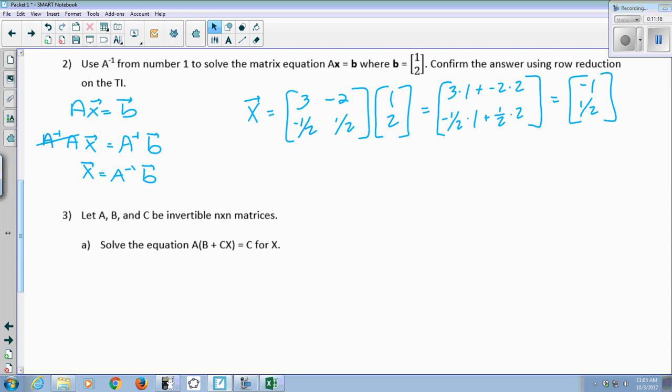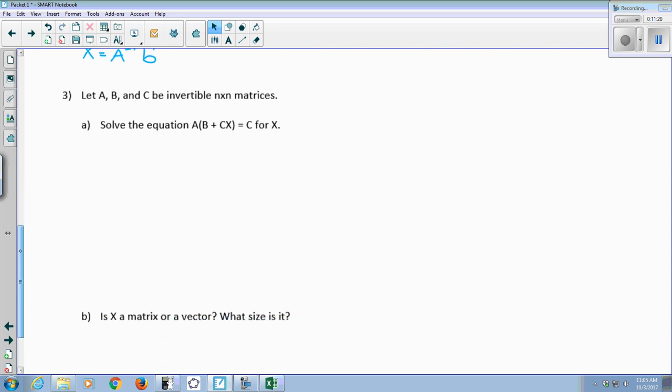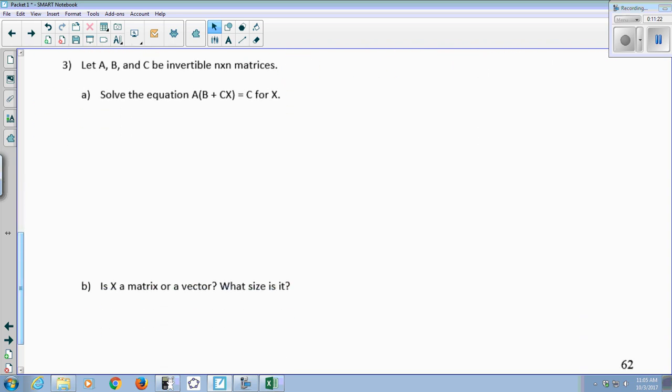All right. So A, B, and C are invertible n by n matrices, so they're square matrices. I can now use my knowledge of inverses to solve an equation that has matrices in it. So A times (B plus CX) equals C. I'm trying to solve for X, that is, get X by itself.